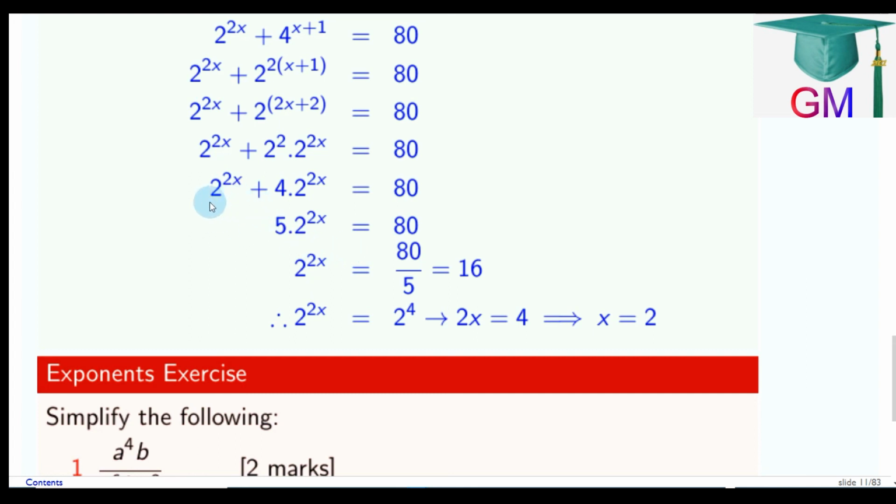Now from there, I can add this. This is like a banana plus 4 bananas. You get 5 bananas. Only that my banana is 2 to the power of 2x, or apples, whatever fruit you choose. Now, after having 5 times 2 to the power of 2x, I can divide.